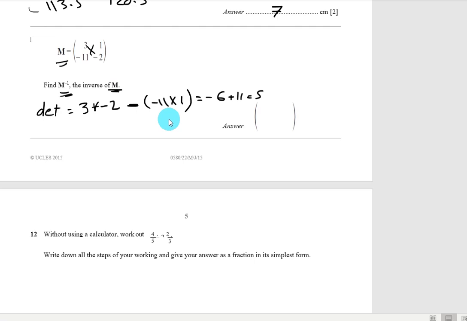So m minus 1, the answer, will be 1 over 5. And then we swap the places of the first diagonal, and then we change the sign of the other diagonal. So 1 over 5 times the matrix minus 2, minus 1, 11, and 3.